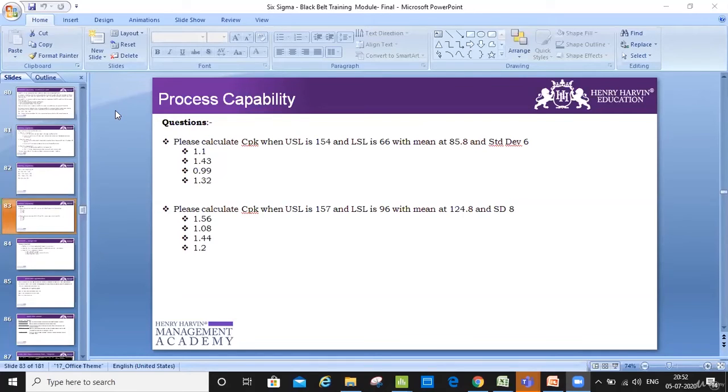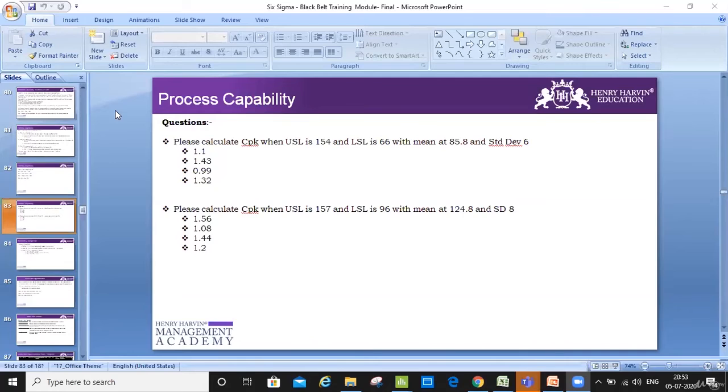So the answer to your question is CPK has to be greater than 1. But even if it is lesser than 1, I would not do anything special, because this is only telling me what my process is currently performing at, and I am doing a Six Sigma project to improve that. So basically it's the health of the process that we are trying to understand. Yes. Okay, great.